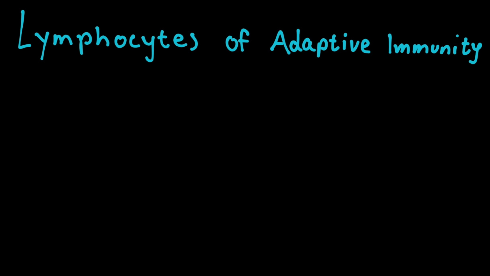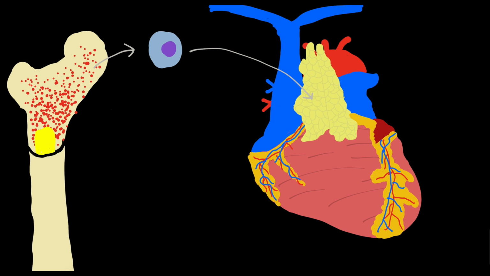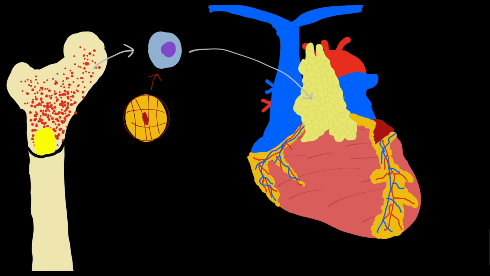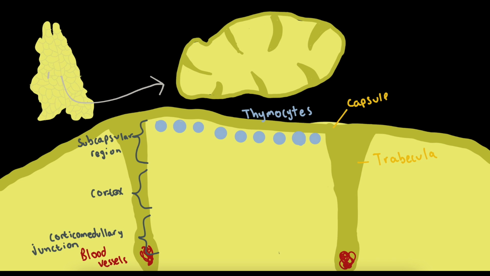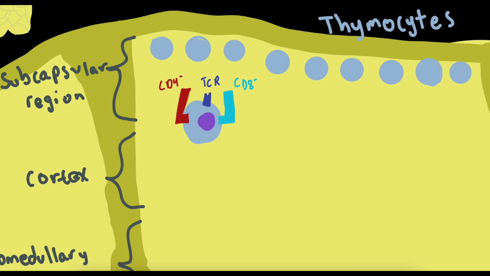Now let's discuss the primary lymphocytes of adaptive immunity, and they fall into three categories: T lymphocytes, B lymphocytes, and antigen-presenting cells. The T lymphocytes, as we discussed, originate from the red bone marrow and migrate to the thymus for maturation. They are born from hemopoietic stem cells. Precursor T cells enter the thymus through the corticomedullary junction, as this portion of the thymus contains numerous blood vessels. The T cells will then migrate to the subcapsular area of the thymus and develop T cell receptors, or TCR for short, CD4 receptors, and CD8 receptors, which are negative at first.